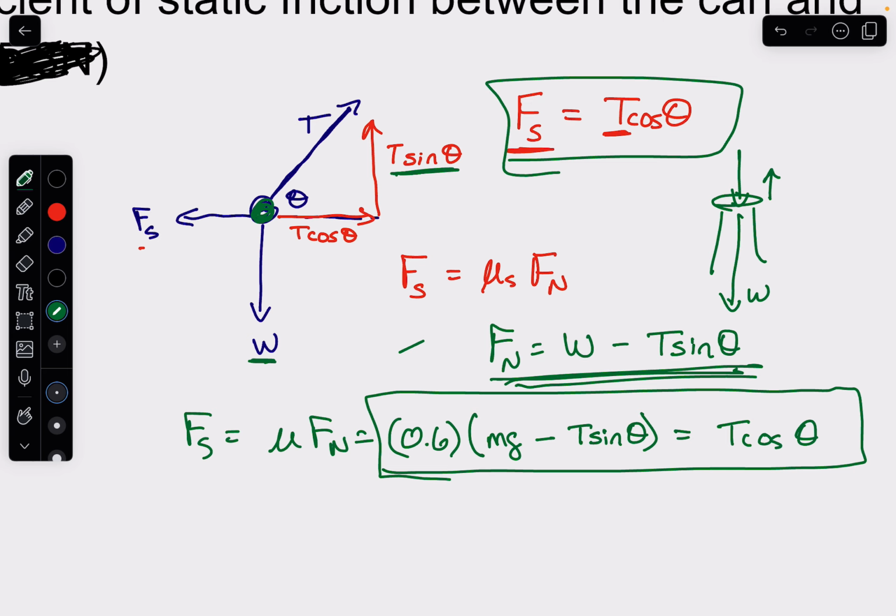You know everything here except for T. You know m, that was 3. You know g is 9.8. And you know theta is 40. And so I would plug this into my solver, and it will give you T. There you go.